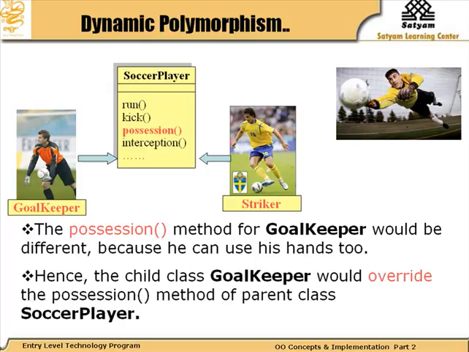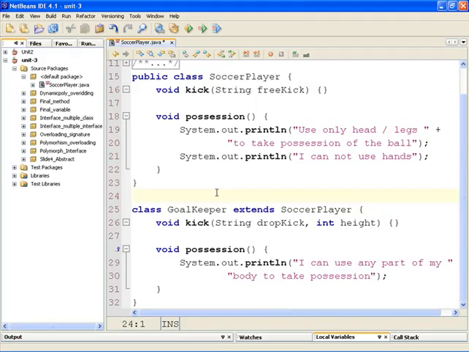Now let's look at an example. In this example, I will demonstrate both overloading and overriding with the inheritance concept. In the previous example, we have seen how to overload methods in the same class. In this example, I have two classes, soccer player and goalkeeper. Class goalkeeper extends soccer player. In soccer player, I have two methods, kick and position.